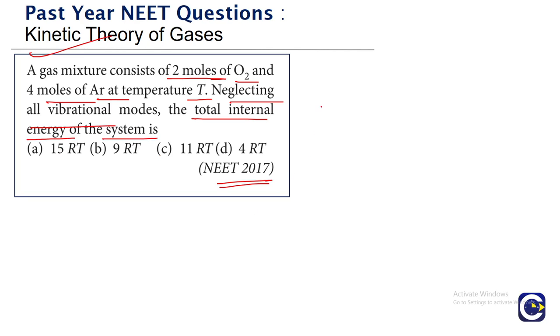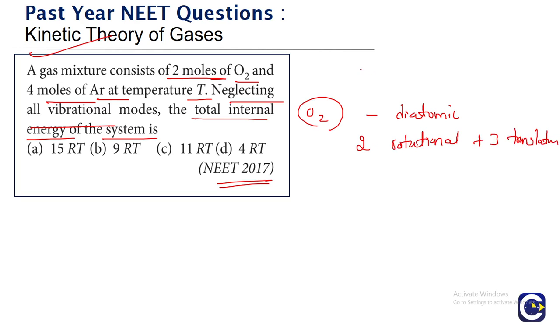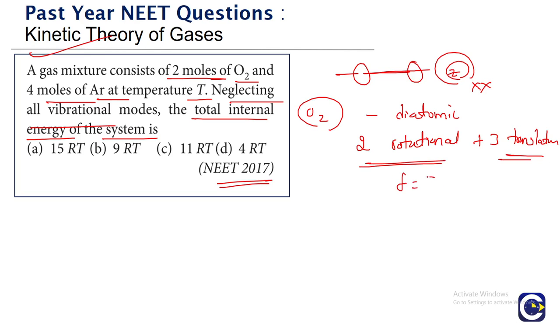So here this is a question based on the relation of internal energy with the degrees of freedom. So what is O2? It is a diatomic. So diatomic will be having 2 rotational plus 3 translational, because diatomic, when we look at the rotational with respect to the axis where both the atoms are present or both the particles are present, with respect to this axis we will not consider the rotational degree of freedom. That's why we'll have 2 rotation and then 3 translation. Total the F value will be equal to what? 5. So here we are not considering the vibrational.